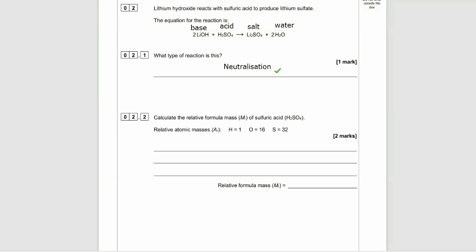Now, calculate the relative formula mass of sulfuric acid, which has the formula H2SO4. So we want to do 2 times the H, that's 2 times 1. And then we want to do plus 32, because that's the sulfur. And then 4 times 16, because there's O4. And you add that all together, and you should get 98. And you get 1 mark for the working out, and 1 mark for the final answer. Perfecto. Let's move on.